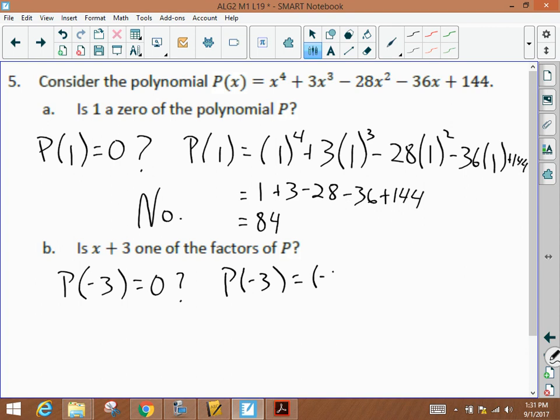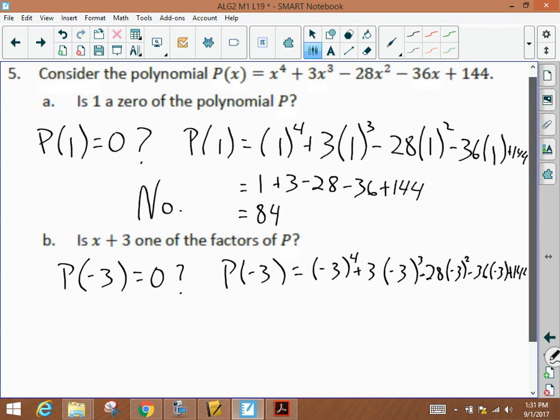That is negative 3 to the 4th plus 3 times negative 3 to the 3rd minus 28 times negative 3 squared minus 36 times negative 3. I'm almost going to fit it in there. Plus 144. And let's calculate that right here. Okay, so if you put negative 3 to the 4th, and remember, if you're going to calculate negative 3 to the 4th in your calculator, put that negative 3 in parentheses, okay?